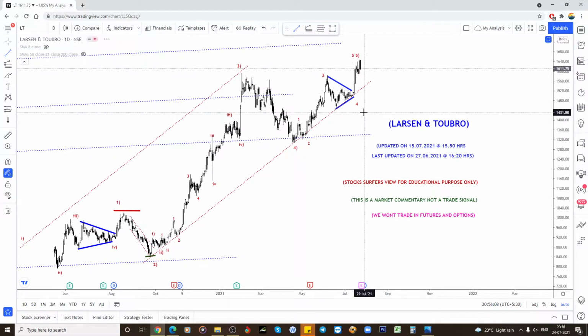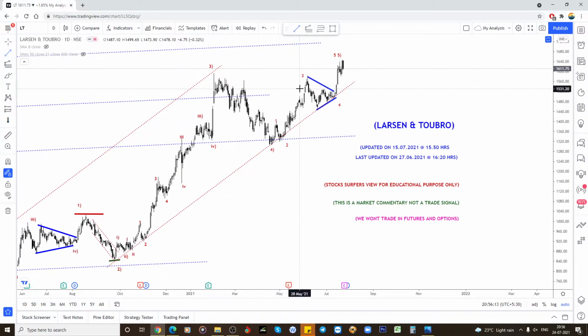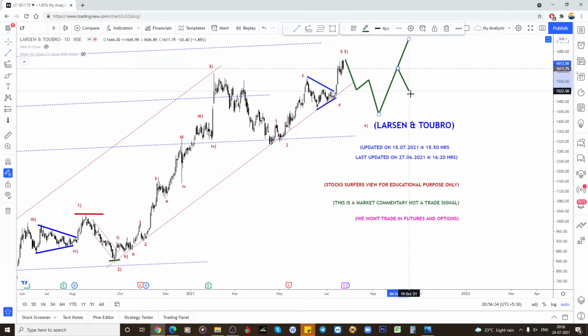So L&T, and I got one new count. I think I have explained that 1, 2, 3, and this could be a 4 and 5. So whether this is the end of the 4, or one more thing is this becomes an ABC, so ABC is a B and ABC is a C. So whether it is still that irregular flat for the fourth wave and again one more wave high, or it could make one more correction and then one more high, means this could be a triangle.